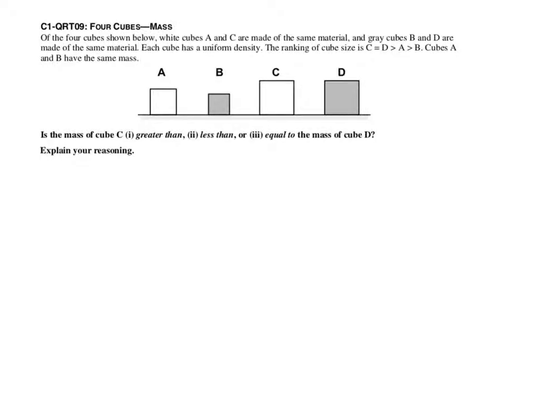Chapter 15, Sample Problem Number 2. Of the 4 cubes shown below, white cubes A and C are made of the same material, and gray cubes B and D are made of the same material, but different from the first two. Each cube has a uniform density.